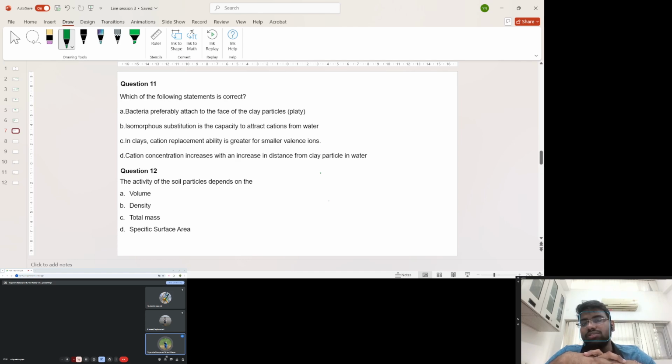Bacteria preferably attached to the face of the clay particle. Isomorphous substitution is the capacity to attract cations from water. In clays, cation replacement ability is greater for smaller valence ions. Cation concentration increases with an increase in distance from clay particle in water. Which option do you think? I think option B, isomorphous substitution is the capacity to attract cation from water.